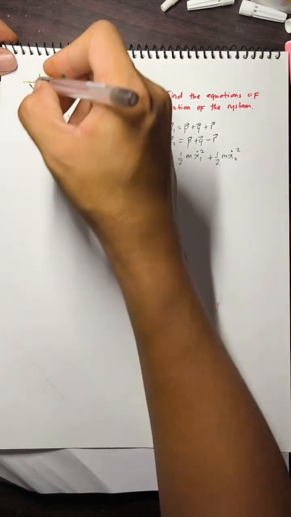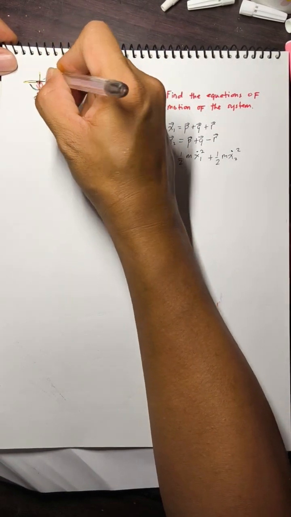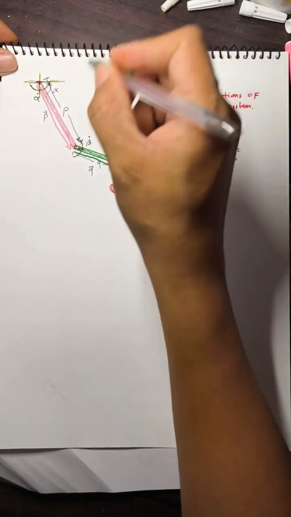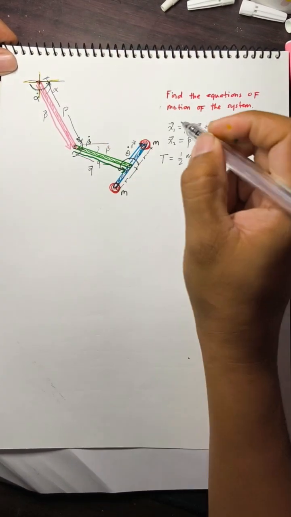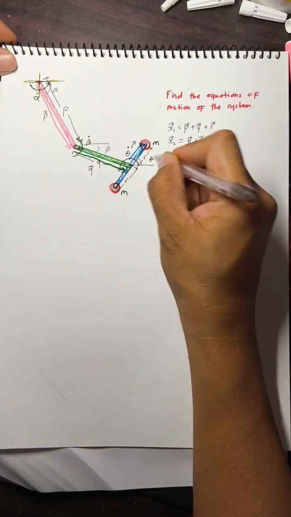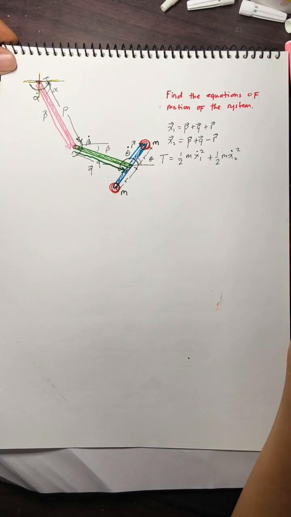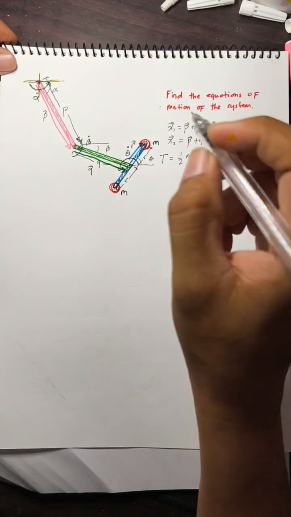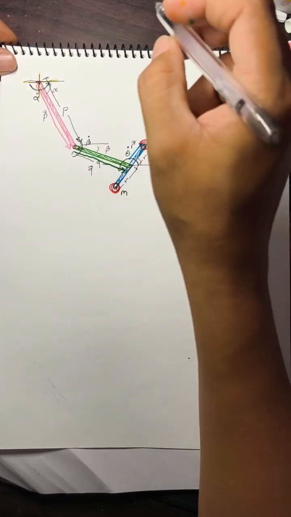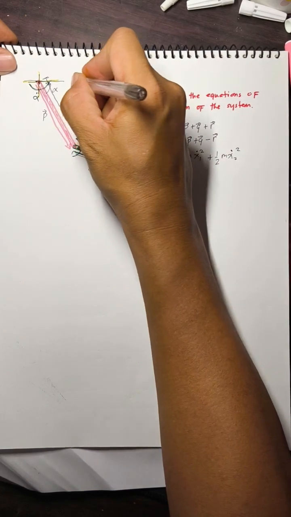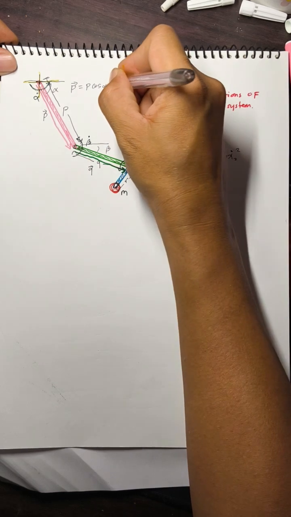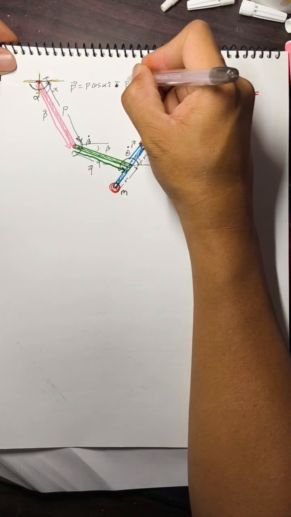Now let's calculate p. What is the vector p? Let's think of the generalized coordinates first. Let our generalized coordinates be alpha, this one beta, while this one theta. So the vector p will be given by p cosine of alpha i hat plus, or we can take this as a minus because it's downwards, p sine of alpha j hat.